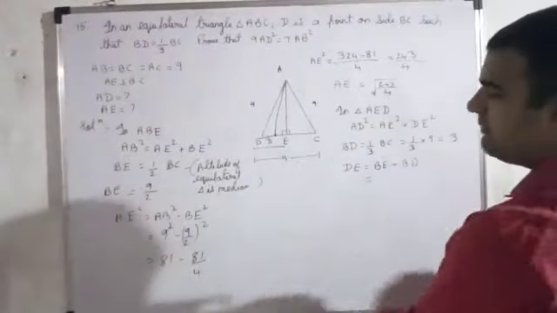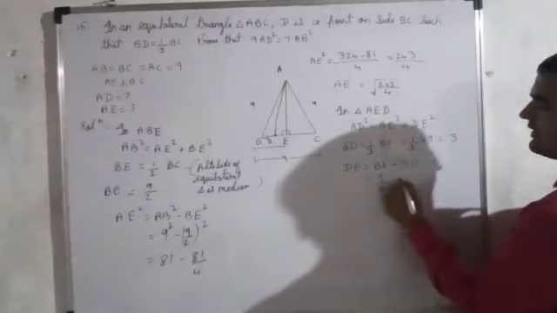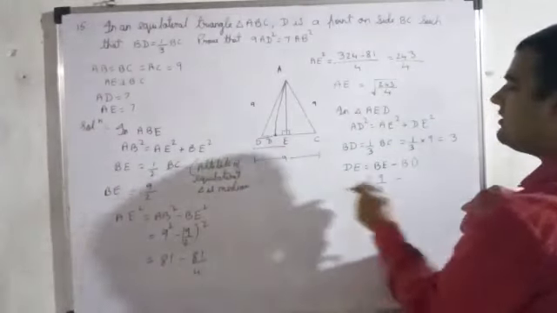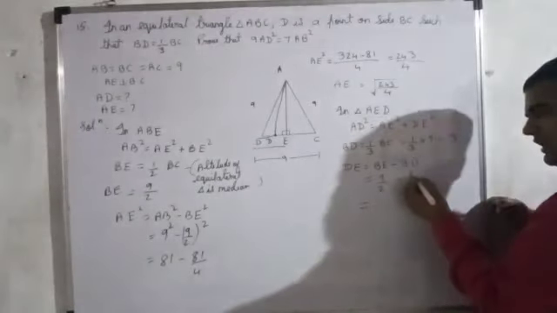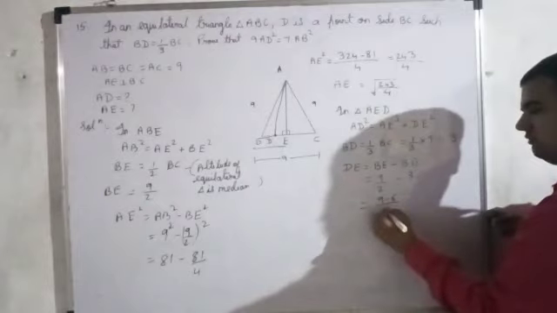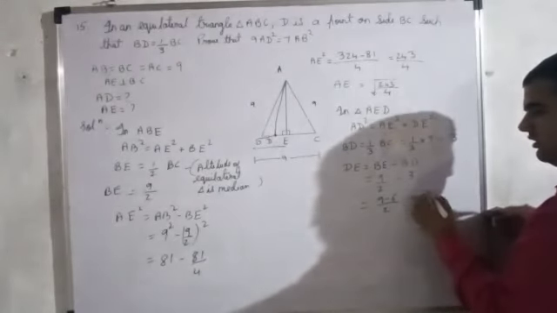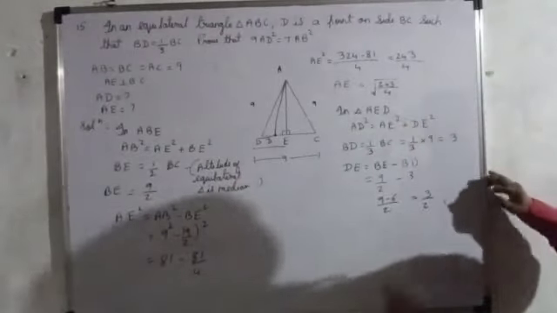How much is BE? 9/2. So this 9/2 minus BD, how much is BD now? 3. So if you simplify this, 2 into 3, 6. 9 minus 6 upon 2. It is 3/2. So what are we getting? DE is 3/2. Just put the value here.